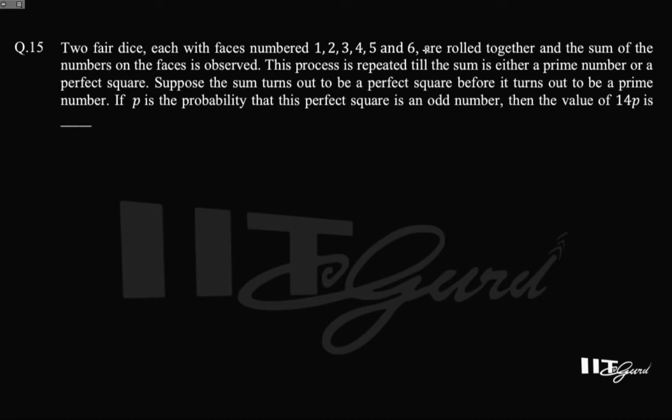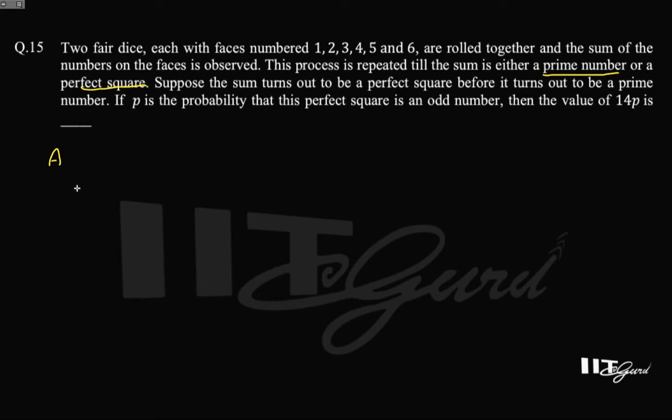Two fair dice, each with faces numbered 1 2 3 4 5 6, are rolled together. The sum of the numbers on the faces is observed. The process is repeated till the sum is either a prime number or a perfect square. Suppose the sum turns out to be a perfect square before it turns out to be a prime number. So this is a question from probability, and that is a conditional probability. And here, if p is the probability that the perfect square is an odd number, this shows that there is a Bayes rule.